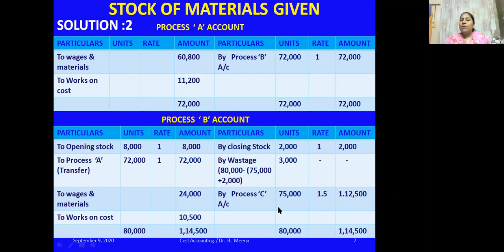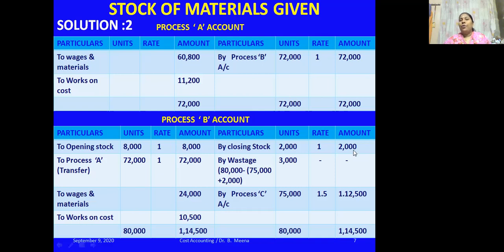75,000. So output is 75,000 and closing stock is 2,000, which means the calculation came to 77,000 out of 80,000. 80,000 is my input, but the output and closing stock came to around 77,000. So what could be the wastage during process B? 3,000. Since for this wastage we don't have any information as scrap, I put nil for the rate column and amount column. Then I show the total for the debit side units column and amount column.